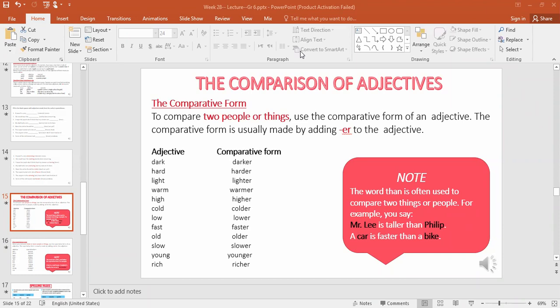Now, we have to see how do we compare two things or two places or two people? The word than is often used to compare two things or people. For example, you say, Mr. Lee is taller than Philip. Look at the note. Mr. Lee is taller than Philip. Whom am I comparing? Mr. Lee and Philip. I'm comparing two people, right? Look at the form. Is taller than. In the exam, this is the way you are going to write the adjective.